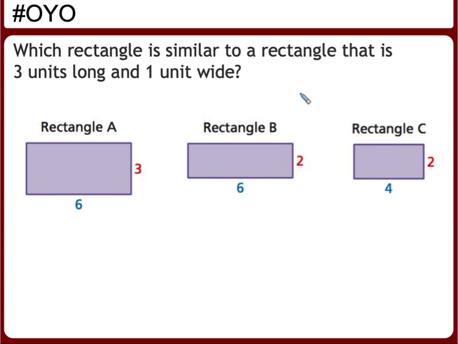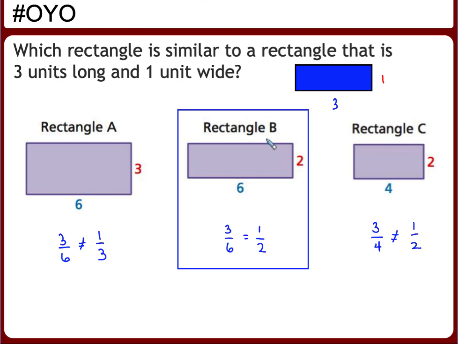Here's one for you to try. So which is similar to a rectangle that is 3 units long and 1 unit wide? So you might want to sketch a little rectangle on your paper that has a length of 3 and a width of 1. All right, so rectangle B is similar. If we look at the ratio, the lengths 3 to 6 is equivalent to the widths 1 to 2.